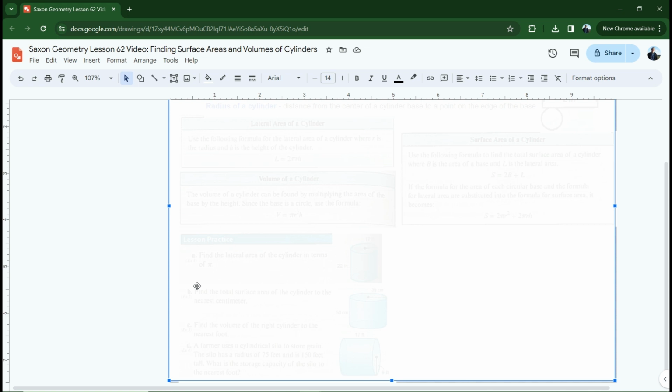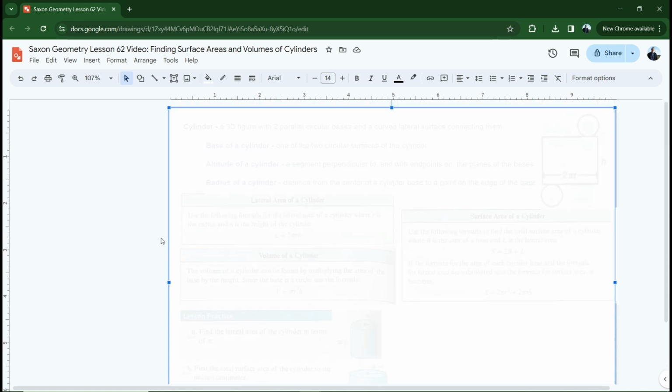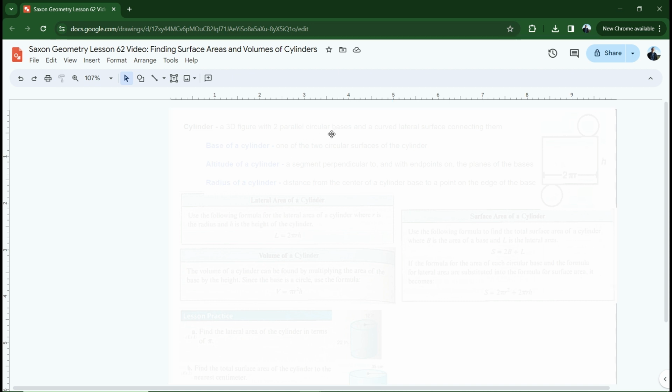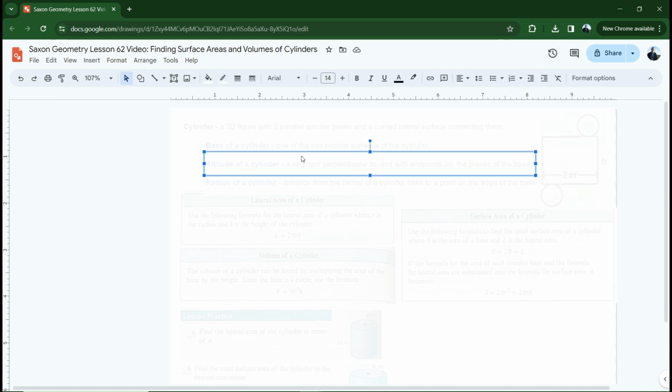Hey, geometry students. In this lesson, we are going to be learning about cylinders. In fact, we're going to be learning how to find the surface area, the lateral area, and the volume of a cylinder. To get started, let's just remind ourselves what the definition of a cylinder is.